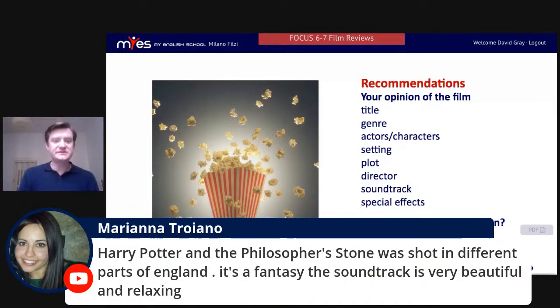Harry Potter and the Philosopher's Stone was shot in different parts of England. It's good. Past simple, because you're talking about when the film was shot in the past, was filmed. Excellent. Remember capitals with countries. So England, capital E. And at the beginning of sentences. It's a fantasy. Good. Comment: the soundtrack is very beautiful and relaxing. Lovely. Well done. That's great. Really good to see.